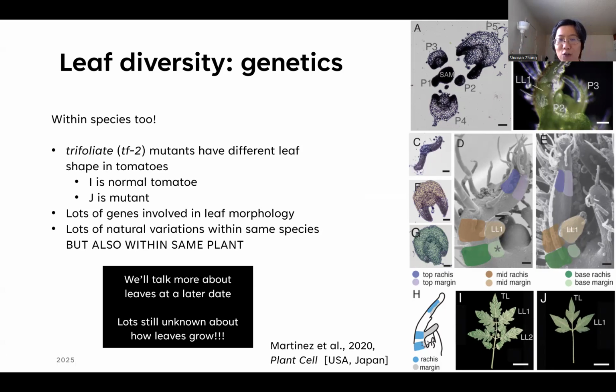And you can have a lot of natural variation within the same species. But keep in mind, there's also variation possible that's within the same plant. And I just want to mention now that we'll talk more about these at a later date. But there is still a lot unknown about how a leaf grows even now. And that's why I wanted to include these slides from recent research articles to show you all the work in plant biology that's still in progress. So in this case, this is a paper published by Martinez et al. in 2020, and it's a collaboration between research teams in USA and Japan, because science is not only a community, it's a global community.